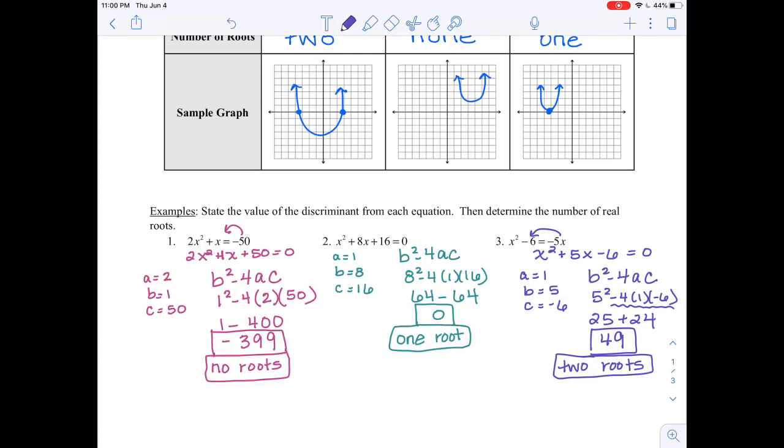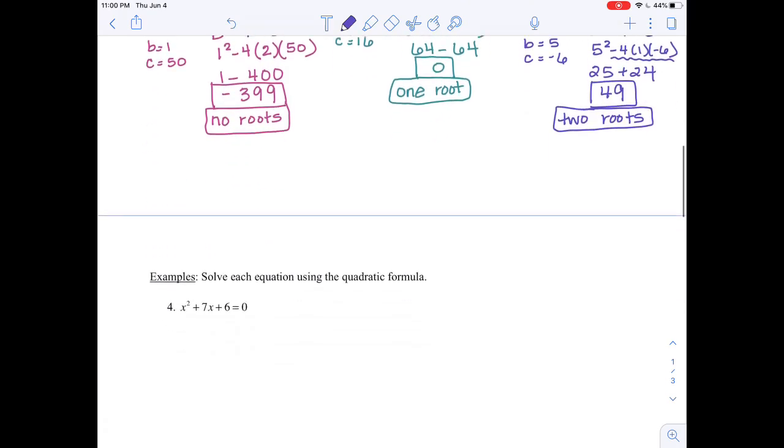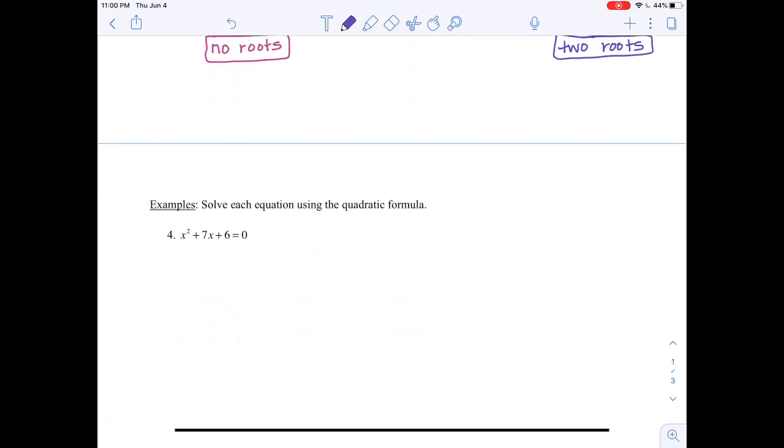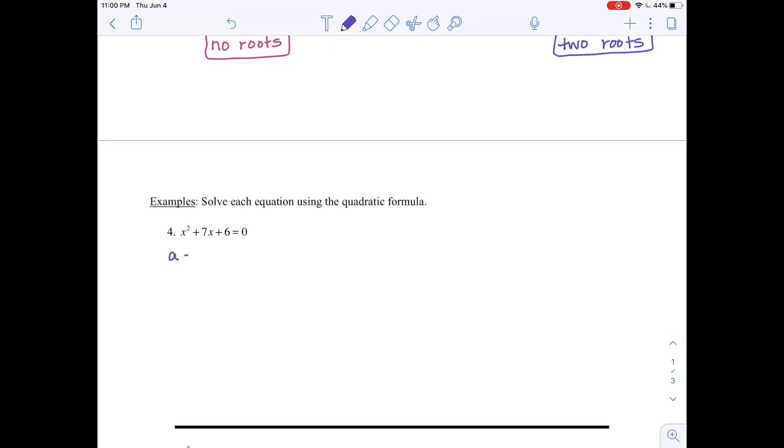Okay, when you flip over to the back, we're going to look at a couple of examples of actually solving an equation using our quadratic formula. So first, we need to make sure that our equation is in standard form. Question number 4, we do have standard form. Then we're going to identify A, B, and C. In this question, A is 1, B is 7, and C is 6.